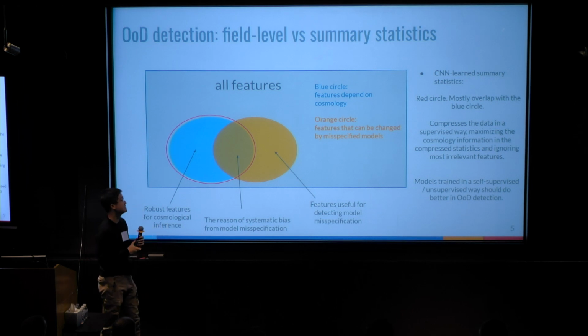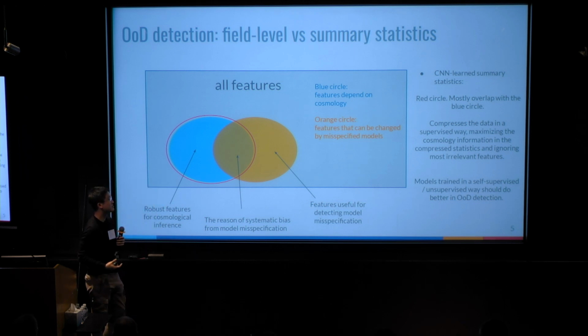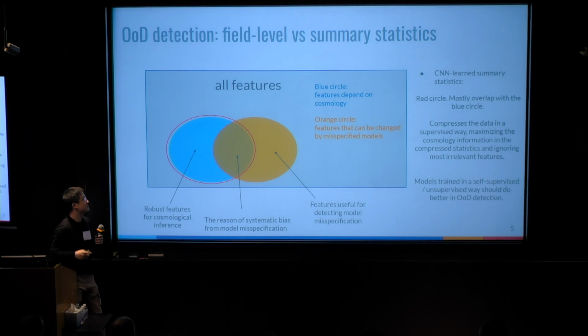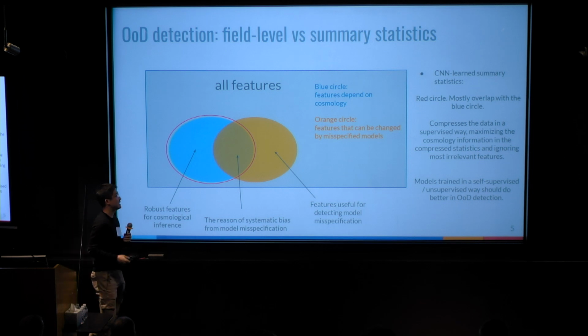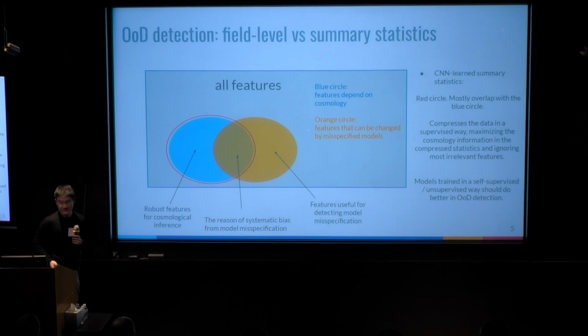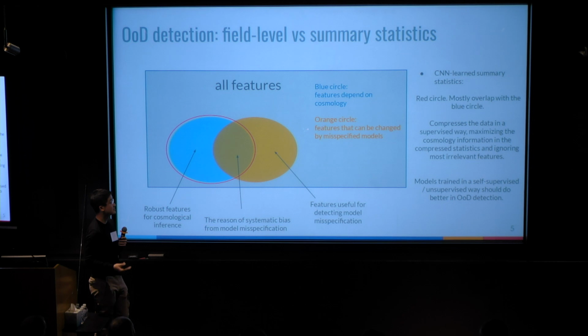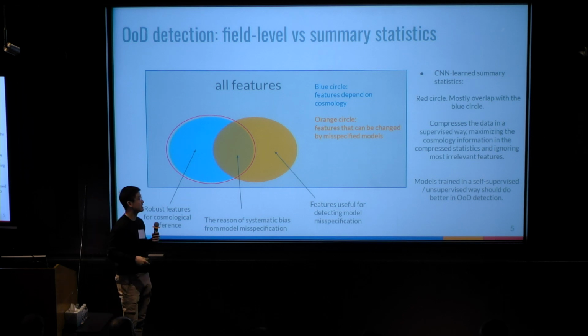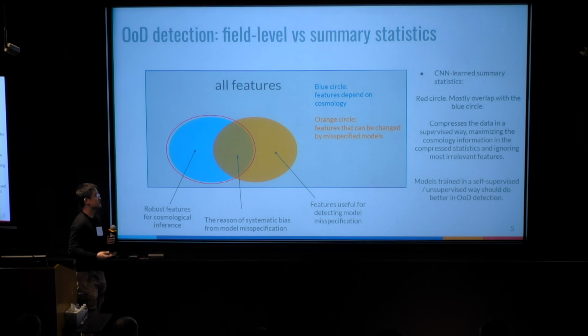cosmological information in this compressed statistic, right? So it tries to overlap with the blue region as much as possible. At the same time, all the other features are not in the loss function, so the model has no gradient or motivation to learn all these other features, which is the reason why it doesn't perform very well for OOD. But I also want to mention that here we assume that the CNN is trained by maximizing the cosmological information, but there are also other ways to train a compression model with self-supervised or unsupervised learning, which could, in principle, do better in this OOD detection task.